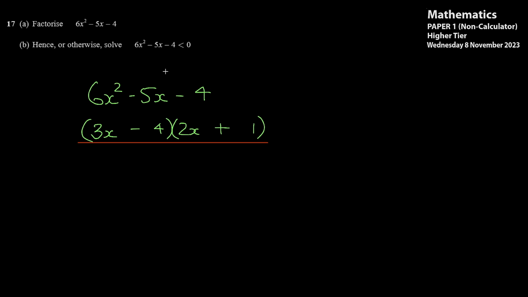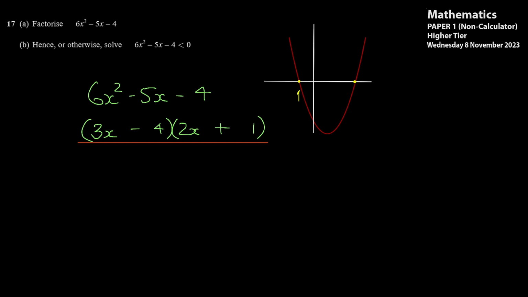So in part B, we've got to take our results of our factorisation to show when the quadratic is less than 0. We know that because we've got a positive coefficient of the x squared term, our quadratic is a U-shape, and the roots will be found at these 2 points here.